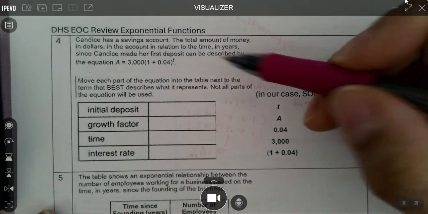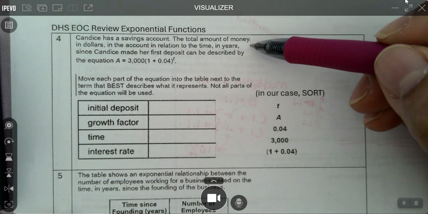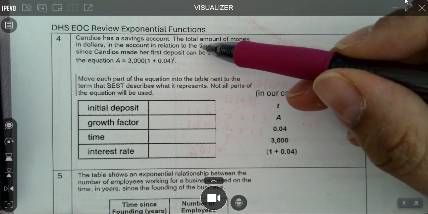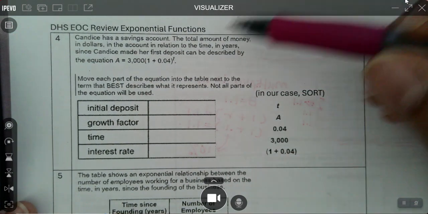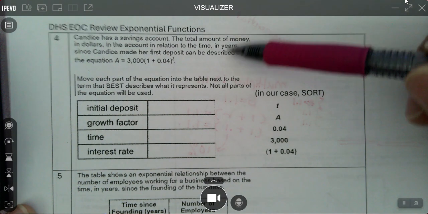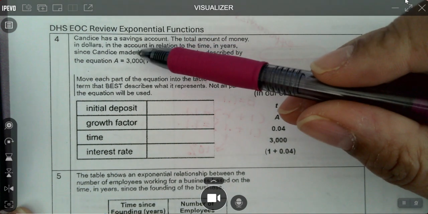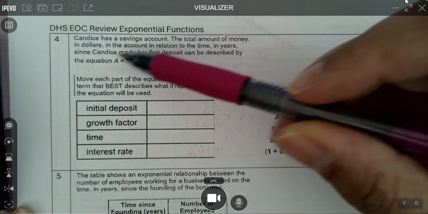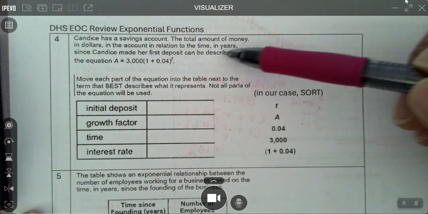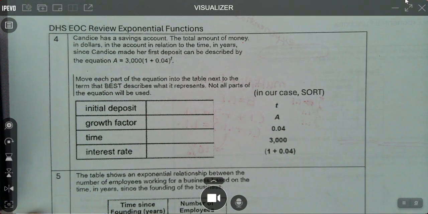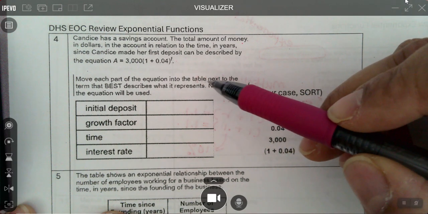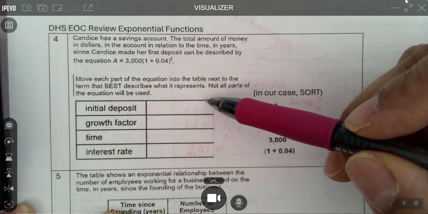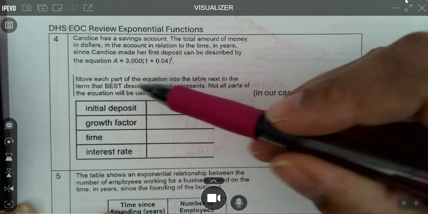All right, more questions from the study guide. Candace has a savings account. The total amount of money in dollars in the account in relation to the time in years since Candace made her first deposit can be described by this equation. Level 2, because they're giving us the equation. Are we clear? Move each part of the equation in the table next to the term that best describes what it represents. Not all parts of the equation will be used.